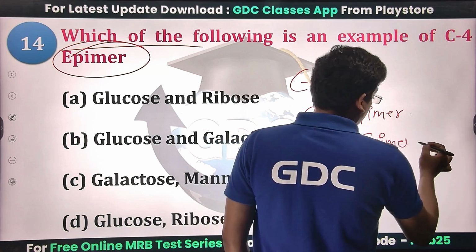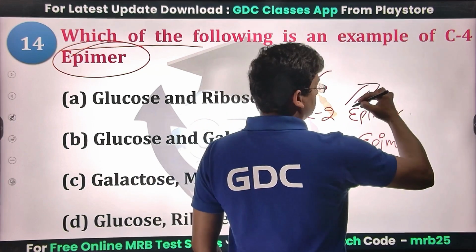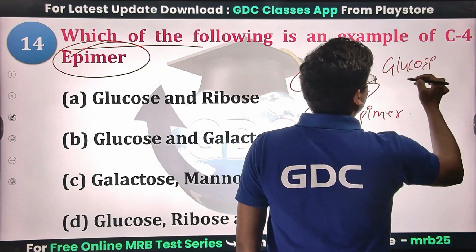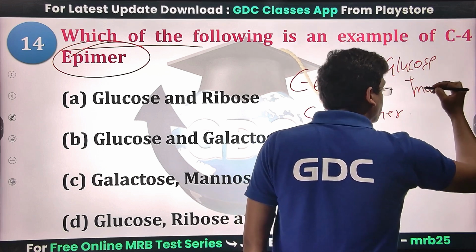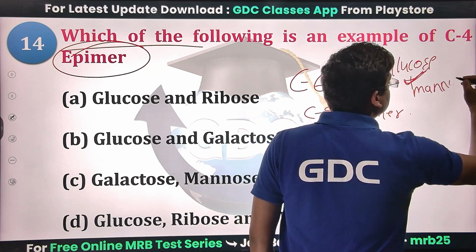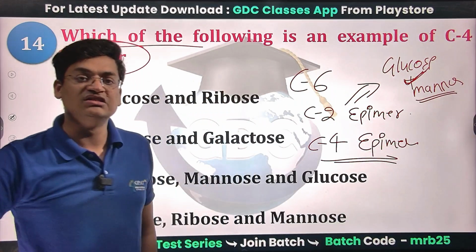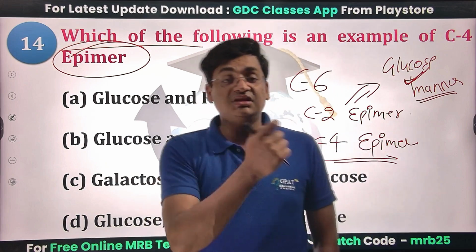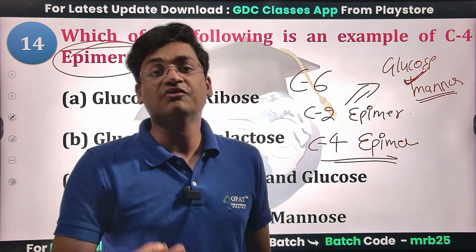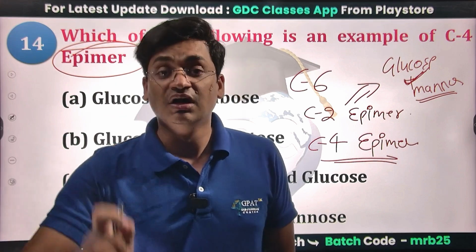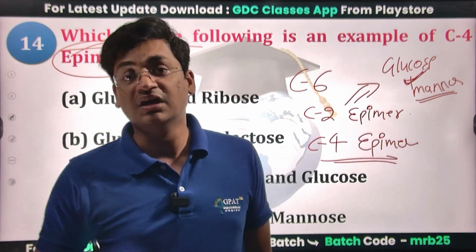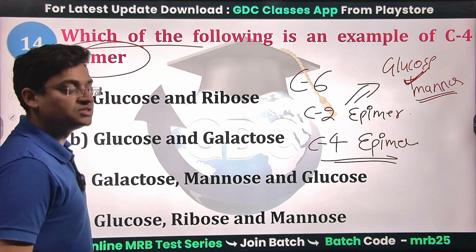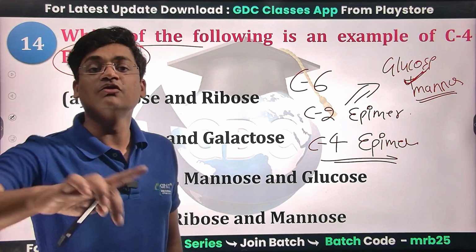When we talk about the C2 epimer, it is glucose and mannose. Epimers means that the configuration of the two carbohydrate units differs at just a single chiral carbon. So glucose and mannose are C2 epimers, while glucose and galactose are C4 epimers.